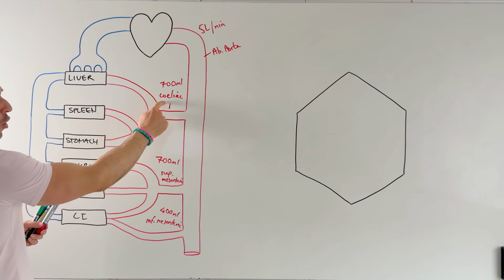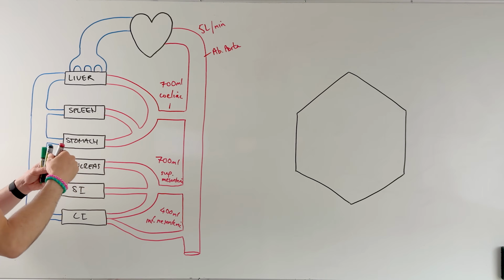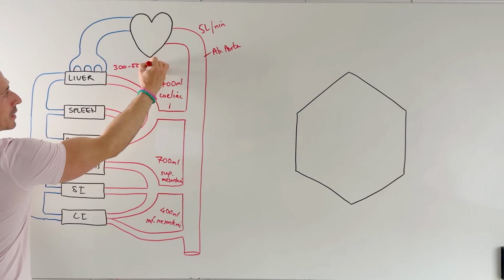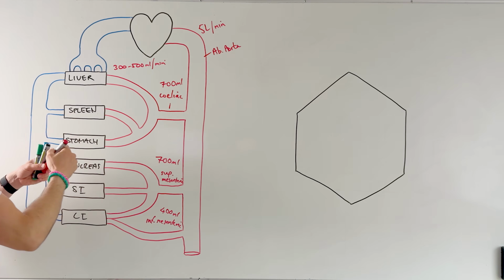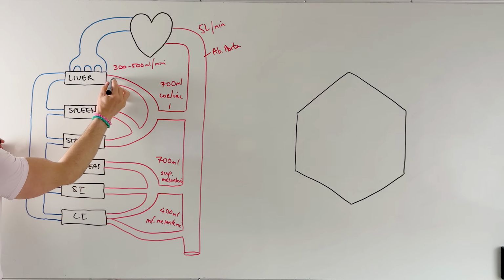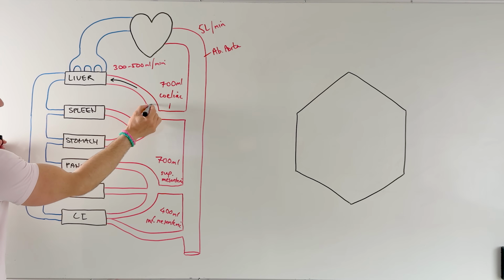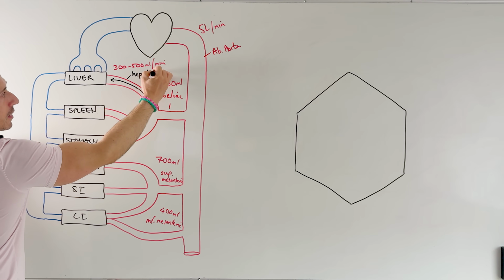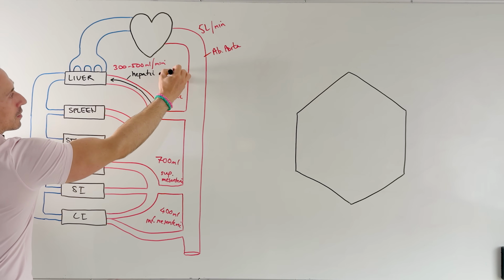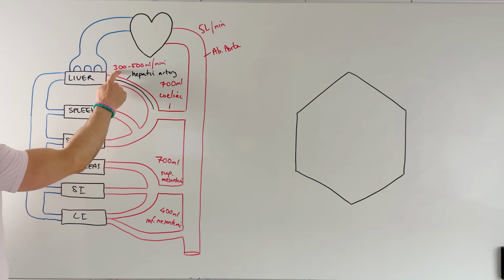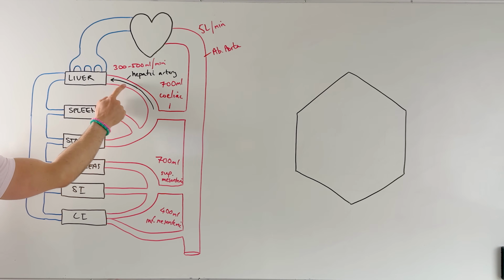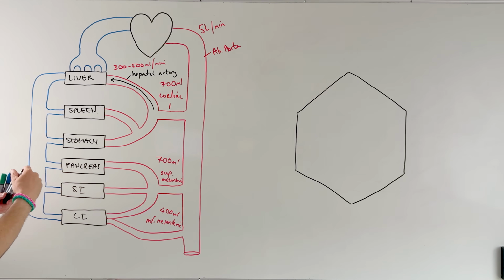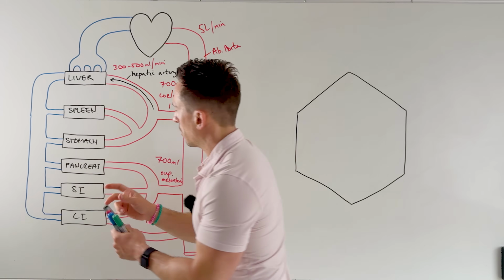Now, of this 700 mils, importantly, around about 300 to 500 milliliters every minute will enter this vessel here. And this vessel is called the hepatic artery. So you've got the hepatic artery giving 300 to 500 mils every minute of blood to the liver. And this is going to be oxygen-rich blood with nutrients inside. But here's another really important point.